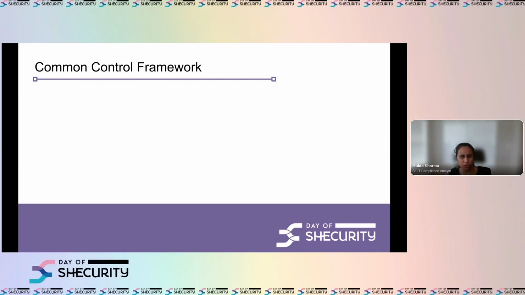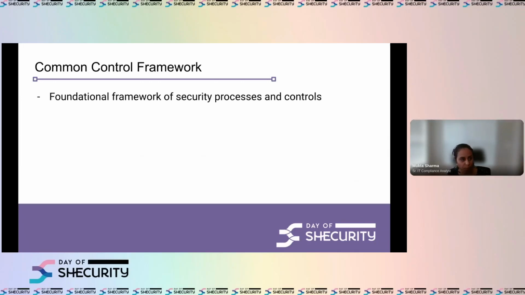Basically, this approach helps you minimize redundancy and reduces compliance fatigue, which is basically more of a burden to the engineering teams. If you want to make sure that you are optimizing their time, it's good to use a common control framework. It facilitates a more efficient and comprehensive approach to risk management and regulatory compliance.